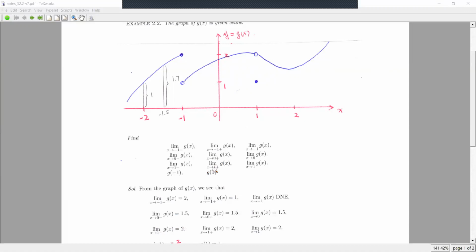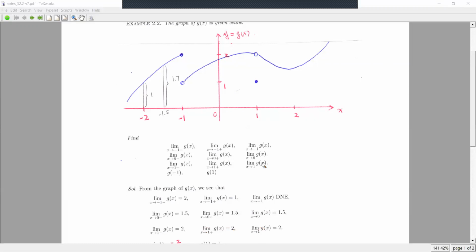X approaches 1 from the right side. What number will the function approach? From the right side, the graph approaches the same open dot, open point. This point, the height is 2. So this limit is 2.